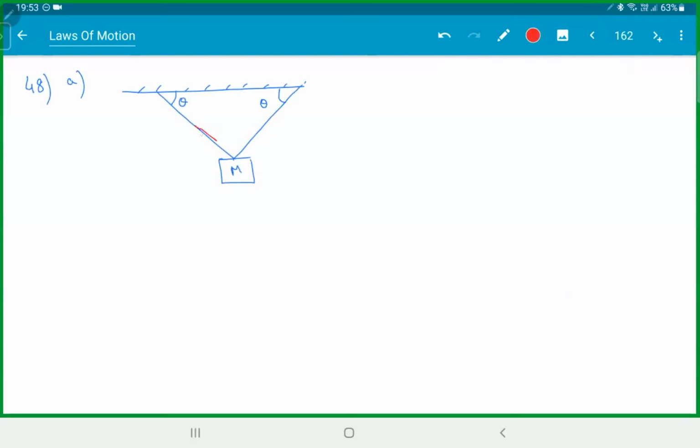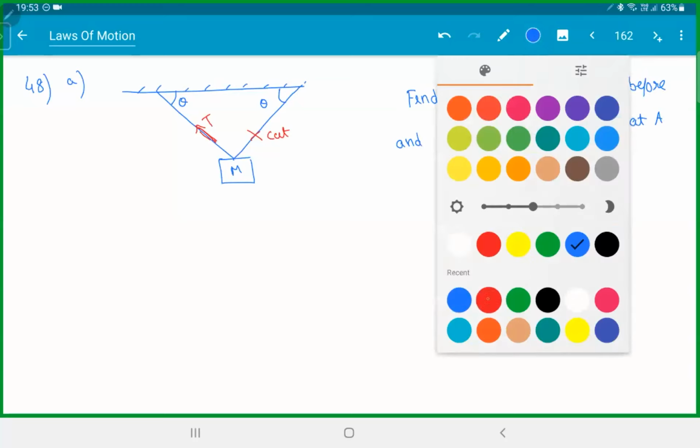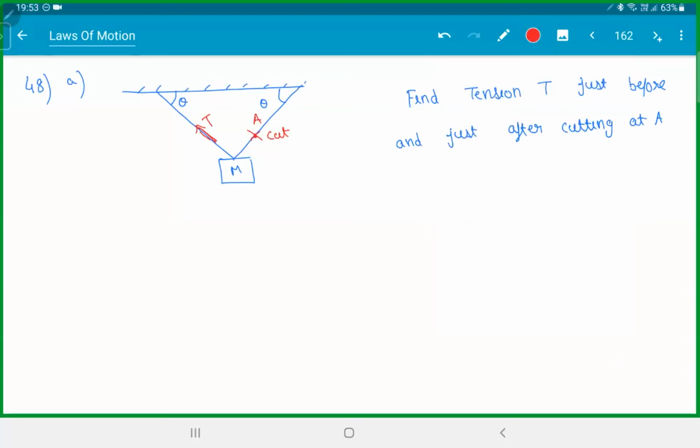So let's say this is T and it is cut here. Find the tension in the string T before and after cutting. Just before and just after cutting. This point is it. Let's get this.